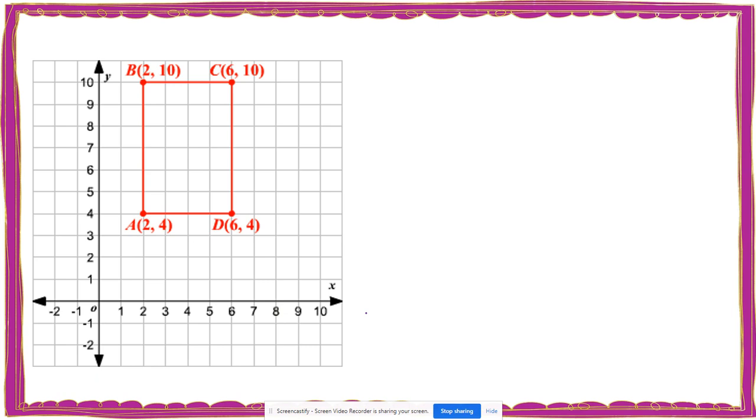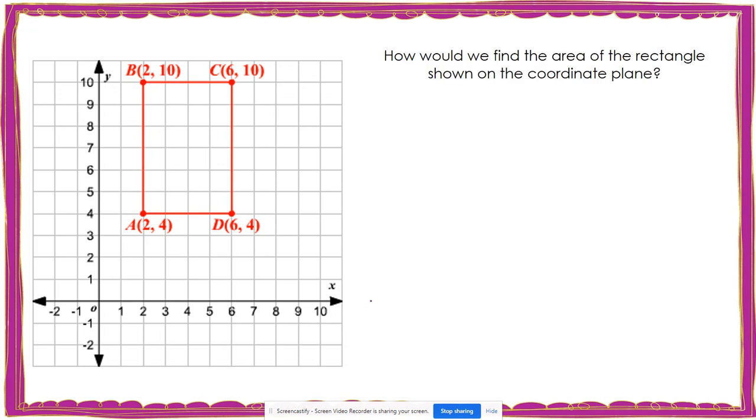We are going to review what we know about area of rectangles and use that to find area of triangles. To find the area of the rectangle shown on the coordinate plane, there are several methods we could use. We know that area is the amount of space taken up by an object, so for this we could count each square unit inside of our rectangle to find the area, or we could use our area formula for rectangles, which is area equals base times height.